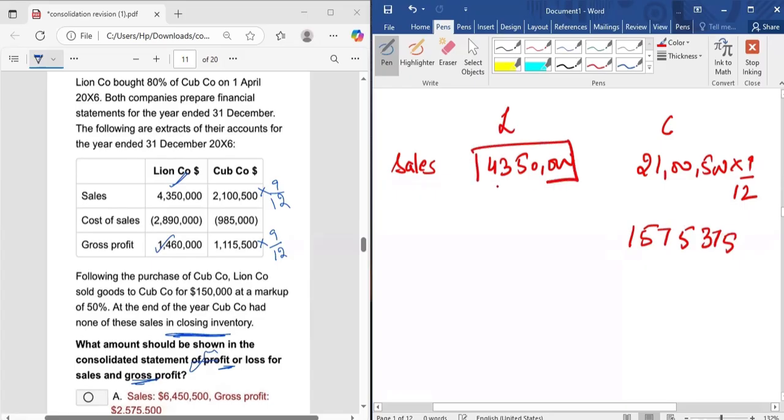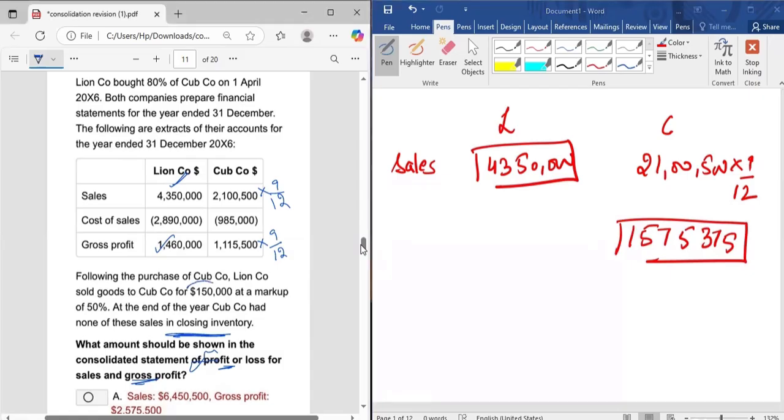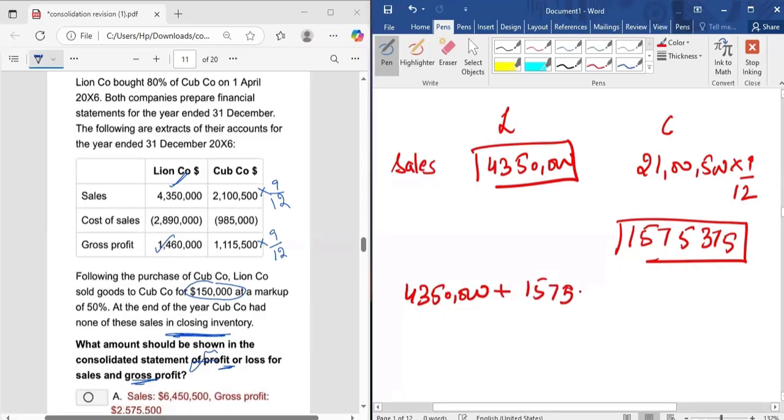But now remember one thing. These were the sales of Lion Company and these were the sales of Cub Company. But see, Lion has sold some goods to Cub. So this is an intra-group transaction. Sales have been made within the same group. So we have to remove this intra-group transaction. Okay. So you'll add 43 lakh 50,000. You'll add 1575375, which is the sales figure of Cub Company. And from this, we will subtract 1,50,000 because this is intra-group sales.